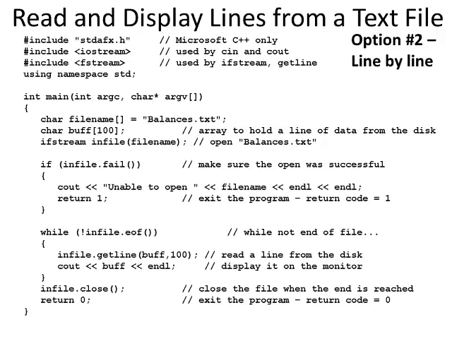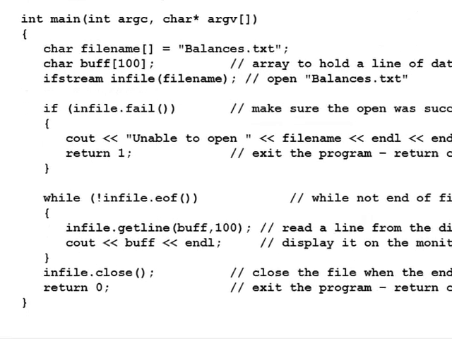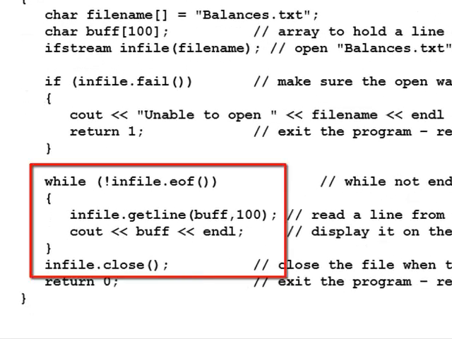Okay, here's another option. I'm going to read 1 full line at a time and then display the line. So inside the while statement, it says while not infile.eof, while I have not reached the end of file, infile.getline, that's going to read 1 full line of text from the file. It's going to go into a character array I called buff, short for buffer, and no more than 100 characters because that's the buffer size.